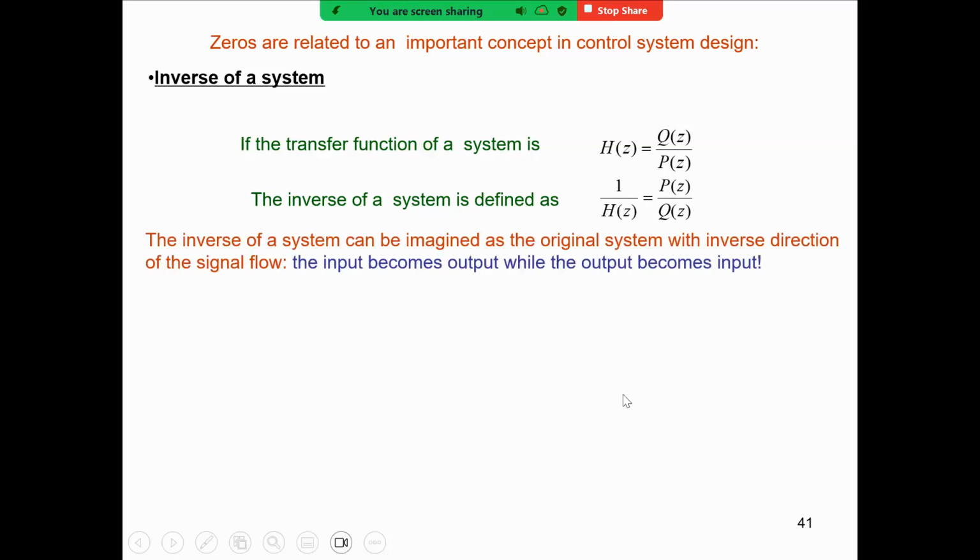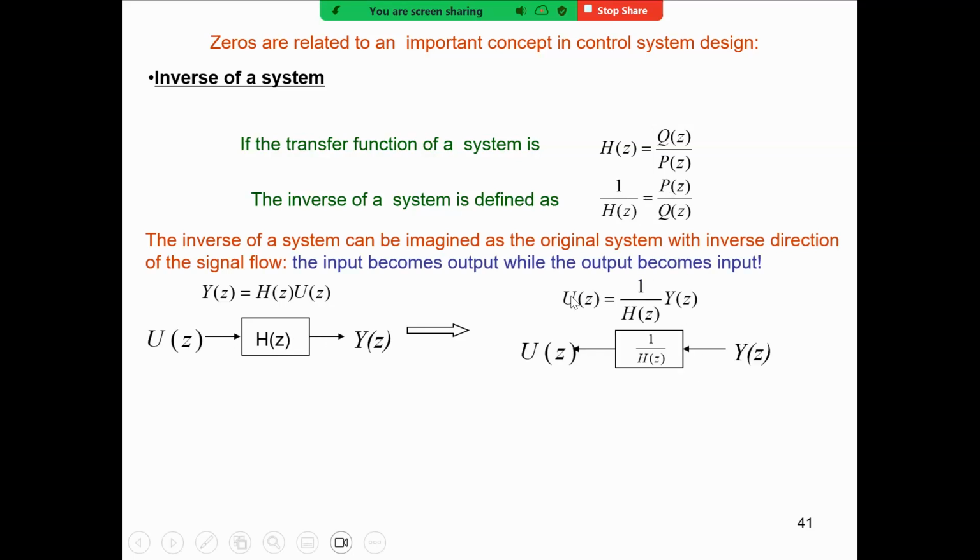The inverse of a system can be imagined as the original system with the inverse direction of the signal flow, right? The input becomes output while the output becomes input. So mathematically, we say the output is H times U, the input through the transfer function gives you the output. Inverse, right? If I rewrite this one, the input is 1 over H times Y. So it's like the output becomes the input, and the input becomes output.